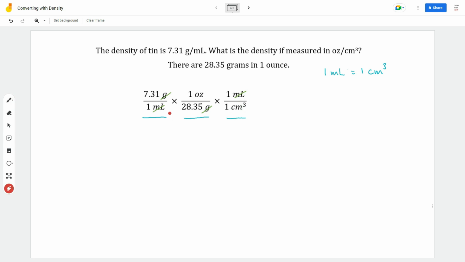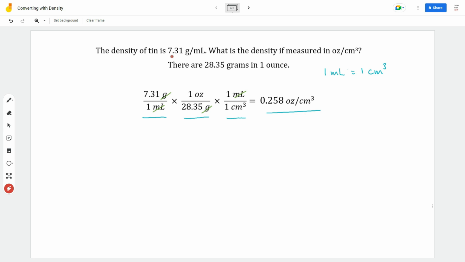So just to go back, make sure units that I want to have canceled, and units that I need to have in my answer are still around. You can see both grams and milliliters have been canceled. That's great. That's what I want. I'm left with ounces in the numerator, which is exactly what I want. And if I look at my last conversion factor, I can see that I still have centimeters cubed, which again is what I want. So let's put this in our calculator. We're going to take 7.31 divided by 28.35, and then if you prefer, you can multiply by 1 as well. My final answer is 0.258 ounces per centimeter cubed.